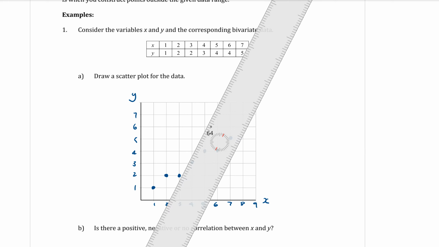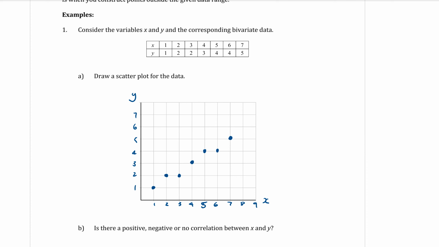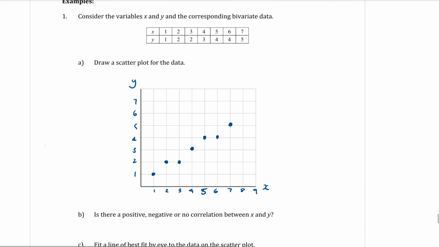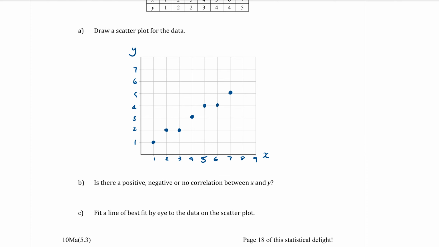It hasn't asked me for the line of best fit yet, so I'll hold off on that for a second. The first thing it asks me to do is, is there a positive, negative, or no correlation between x and y? Positive. Positive, good. Increasing as we go from left to right. Positive gradient. They are pretty close together. They're not perfect, but we would call that a positive correlation.